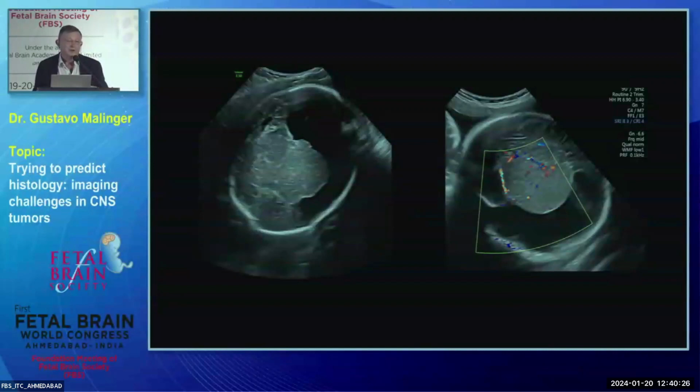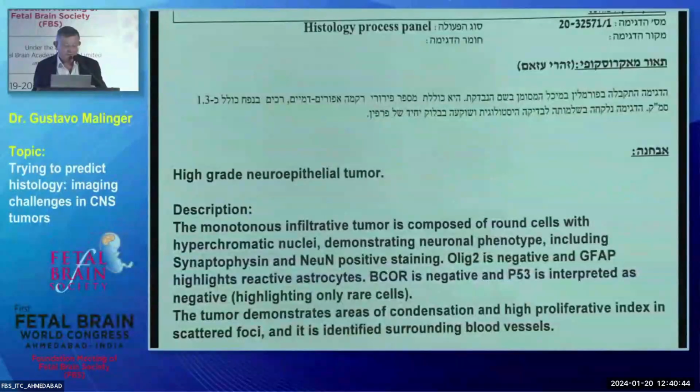So in these cases, we tell them the head is very big, we will need to go for cesarean section of a very big head, there can be complications, the uterus can be ruptured, we will need to do hysterectomy, and she will not be able to have other children. So the rabbi said, okay, I understand, go ahead. And we performed termination of pregnancy. The diagnosis was, again, a high-grade neuroepithelial tumor, the PNET.